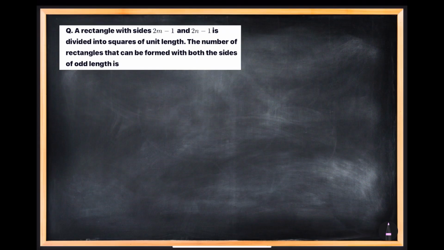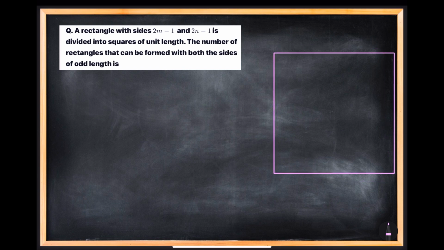Okay, so we got this situation. A rectangle with sides 2m-1 and 2n-1 is divided into squares of unit length. Okay, so let's create that situation. So they are talking about a rectangle. Okay, so let's draw the rectangle.